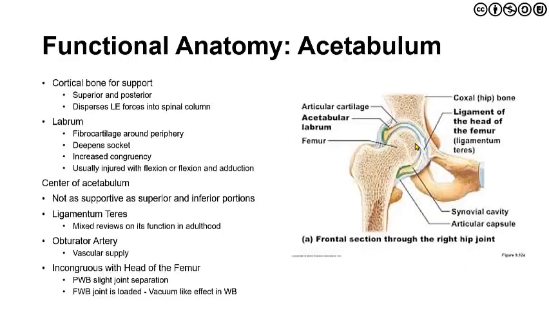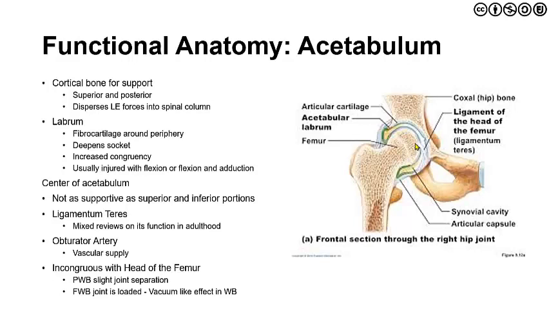Now the acetabulum, it is more of that concave structure. There's lots of cortical bone that helps for support both superiorly as well as posteriorly. And because of the way it is formed, it's very good at dispersing lower extremity forces through the pelvis and into the spinal column.